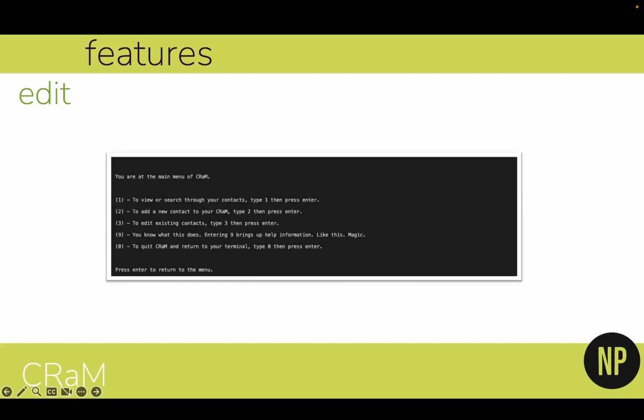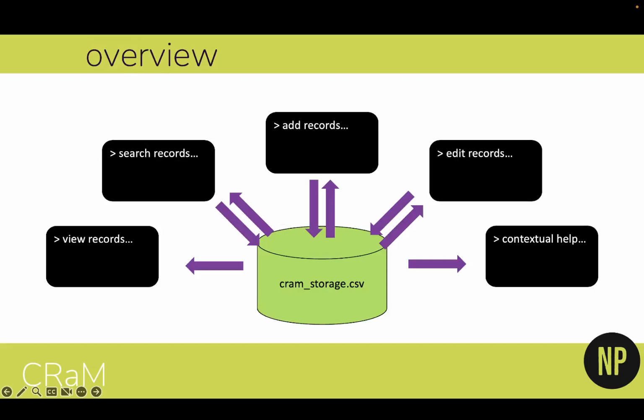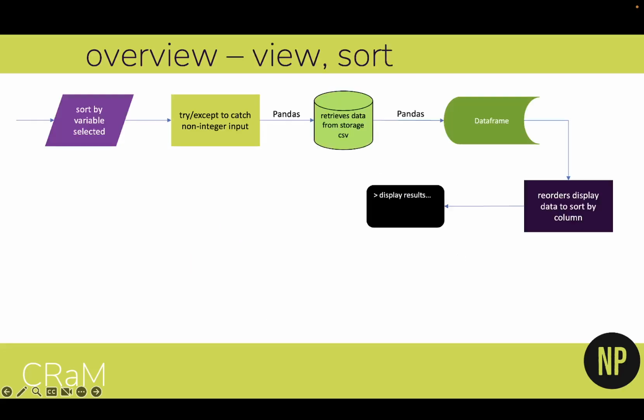There is also the functionality of help menu, or contextual help, off the menu and submenus. There's some basic help there, but I wanted to play around with a bit of additional file handling and displaying within the terminal. So central to the application is the CRaM storage CSV. That's what holds all the data, and the application interfaces with that CSV through several ways to view records, search for records, add records, edit records, and provide contextual help, which is not actually from the CSV.